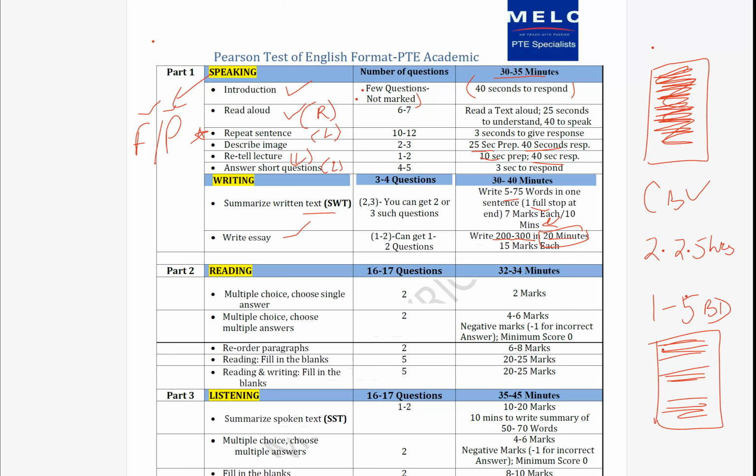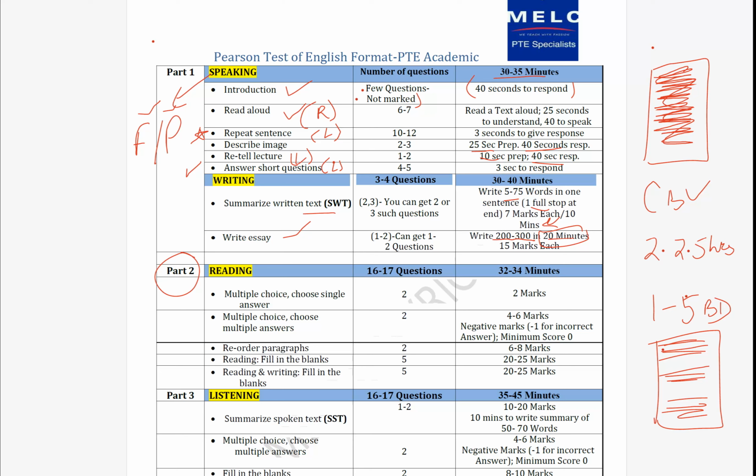Moving on, there is no break between speaking and writing, so you need to remember that as soon as the speaking finishes, the writing will start. So you'll have to remember that if you have reached answer short questions, the next questions are going to be from writing, so don't get confused. Okay, now moving on to part 2 of the exam.